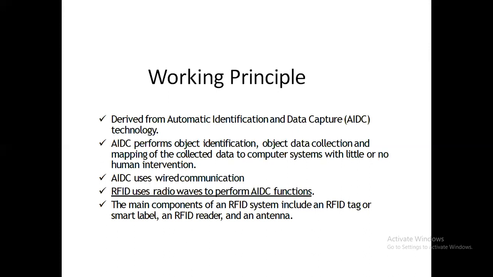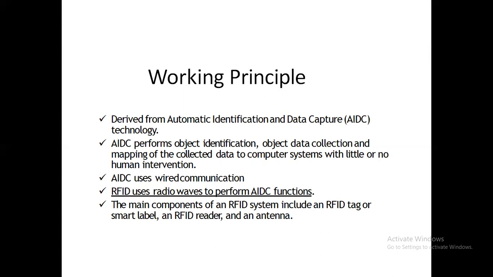RFID uses radio waves to perform AIDC functions. So whatever functions AIDC has to perform, RFID performs with the help of radio waves. What are the functionalities of AIDC? It performs object identification, object data collection, and mapping the collected data to the computer systems. Okay, so this is a basic idea of RFID.